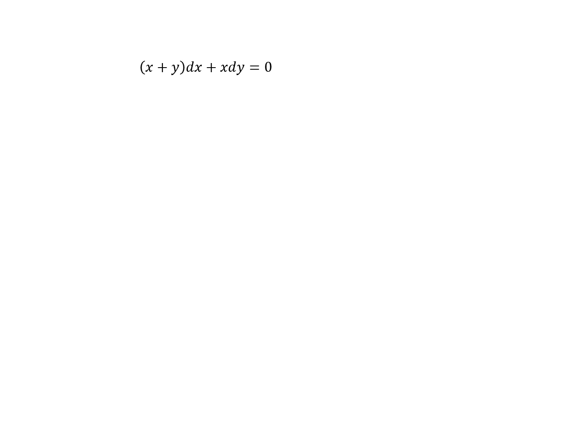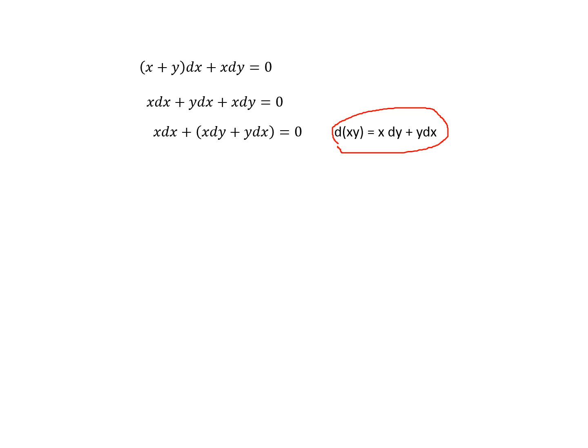Now let's do another way to do this. First step is just to multiply. We have x dx + y dx + x dy = 0, and then group this x dy + y dx there, and then x dx. Here we can use this formula: the derivative of xy is x dy + y dx, and this can be replaced now, so we have x dx + d(xy) = 0.